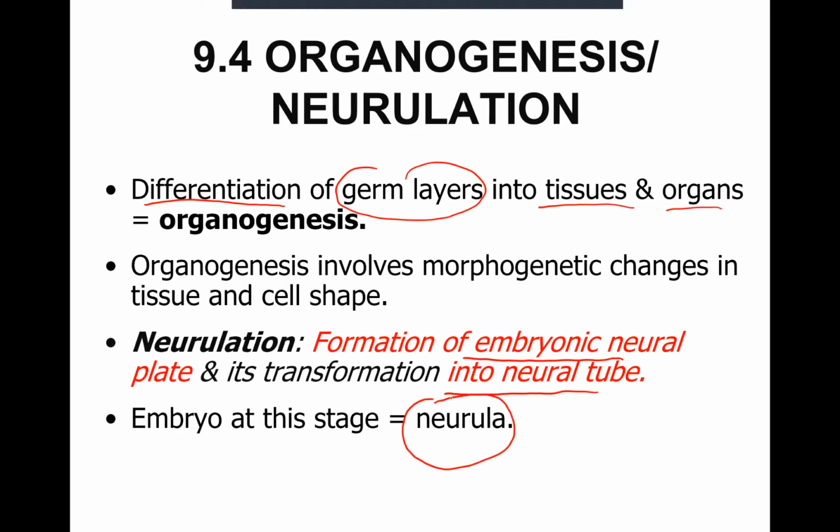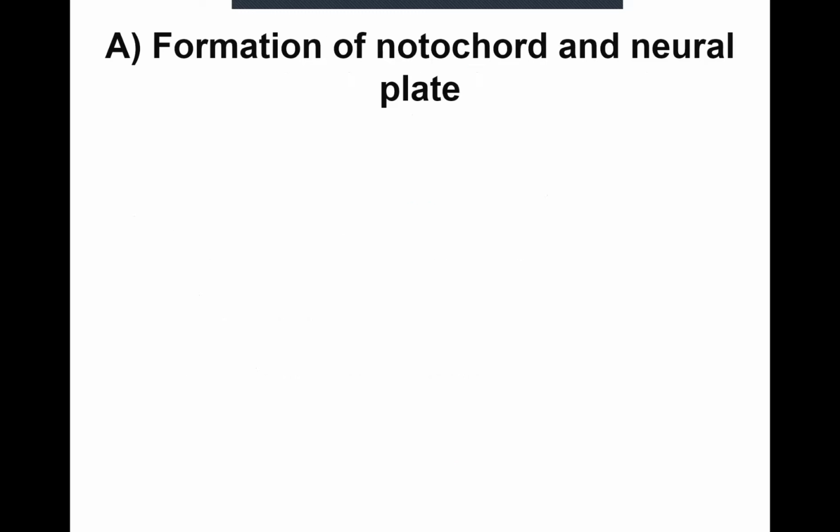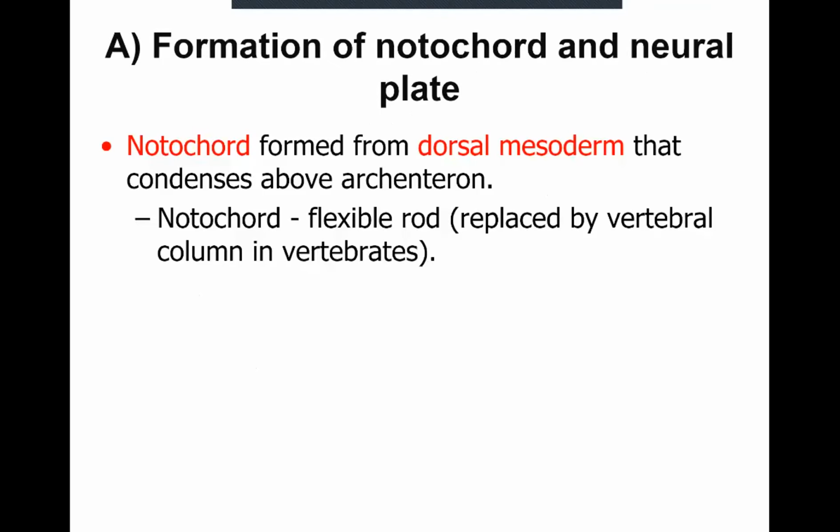Please inform me in case there is any lagging, tell madam. First, it starts with the formation of the notochord and neural plate. The notochord forms from dorsal mesoderm. Remember, which one is the mesoderm layer? Ectoderm is the outermost layer, mesoderm is the middle layer, and endoderm is the innermost layer.